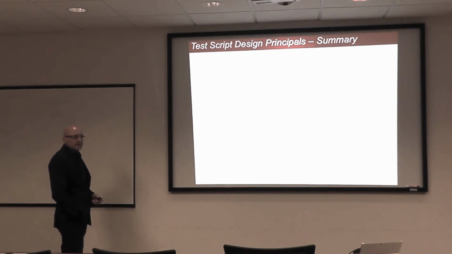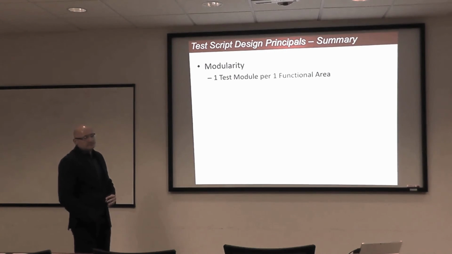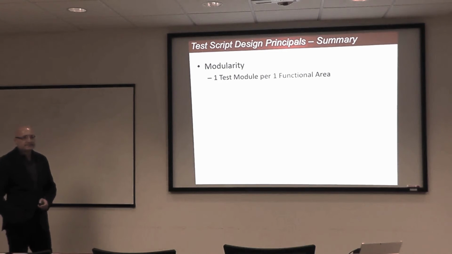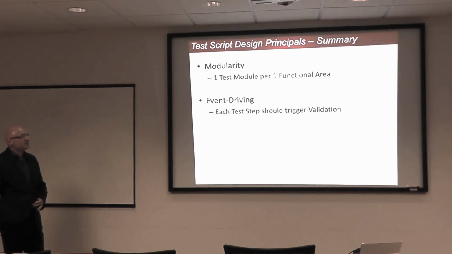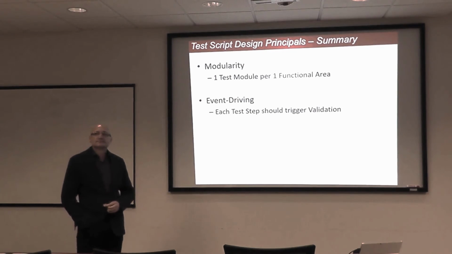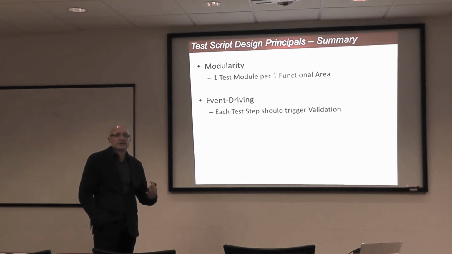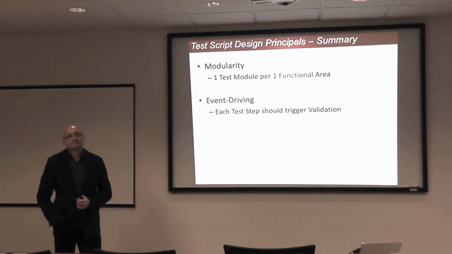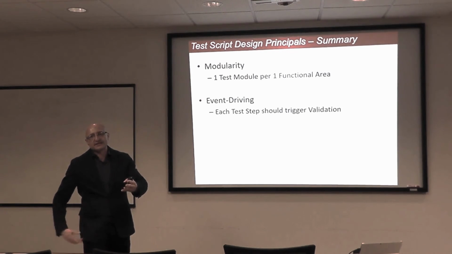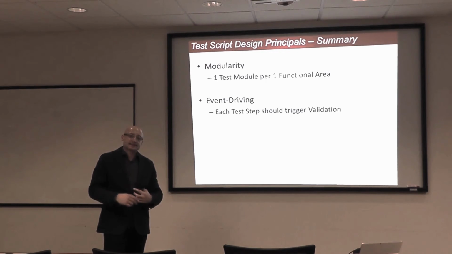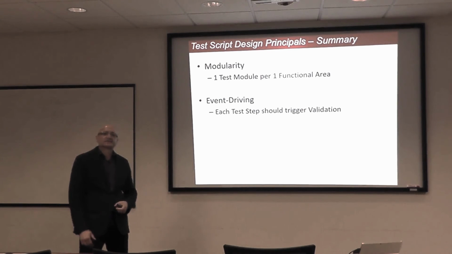Okay, let's see how we did. Modularity: one test module per one functional area, right? Event driving: each step should trigger validation, right? Remember that? What is data driving? Parameterization, right? What are we parameterizing? Input and output values, primarily input values. If we look at the screen, what would be the candidate for parameterization? Data that you can enter. All the objects that presume entry points, typing, selecting the values, and so on. Data fields. All right, excellent.